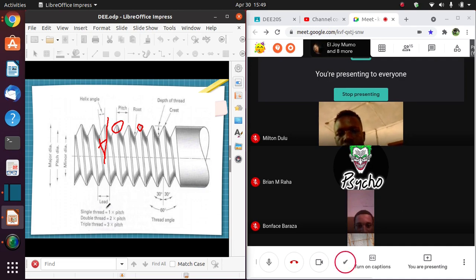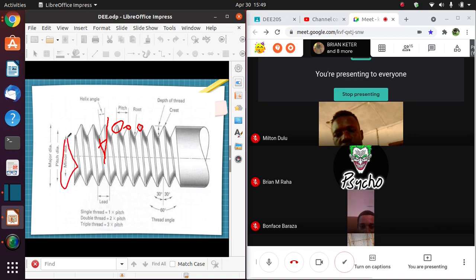Now, hapa katika lead, there is something I failed to mention. If I have a single thread, niko na thread ambayo ni single thread type of screw, if I want to calculate the lead, I will multiply 1 times the pitch. Remember, pitch is that distance between two threads. If I have a double thread type of screw, the lead, the distance that I will move once I twist that screw one complete revolution, is 2 times the pitch, and so on and so forth. If I have a triple thread, then I will take 3 times the pitch.